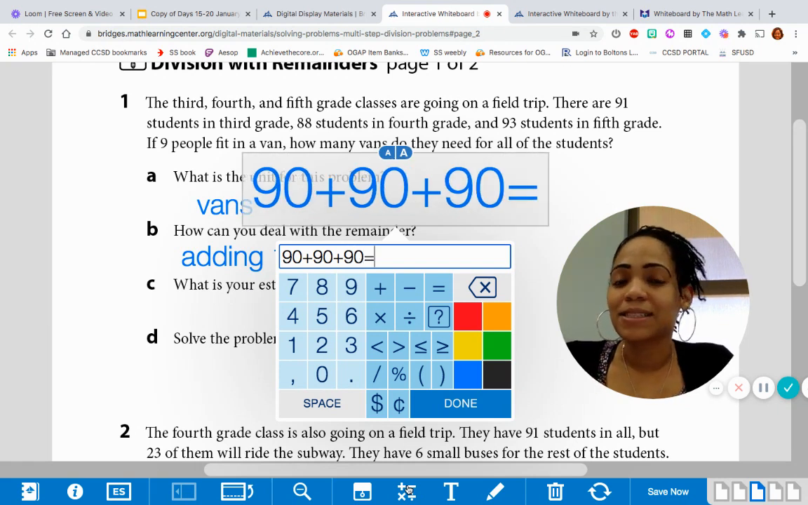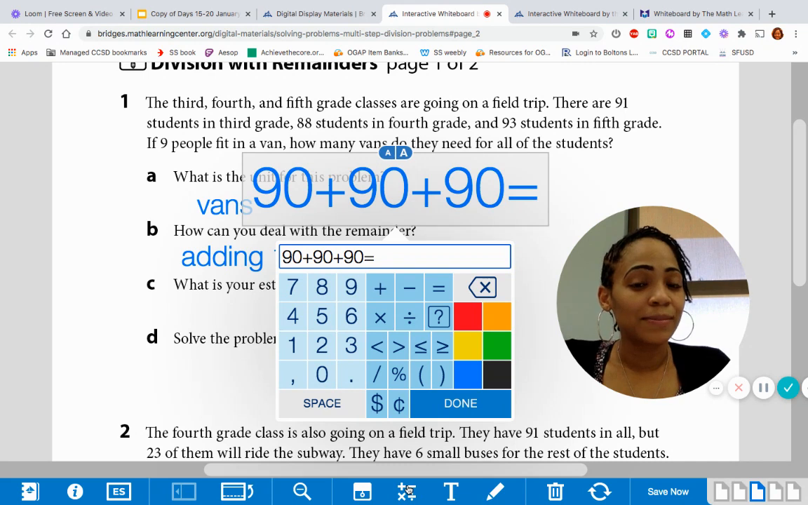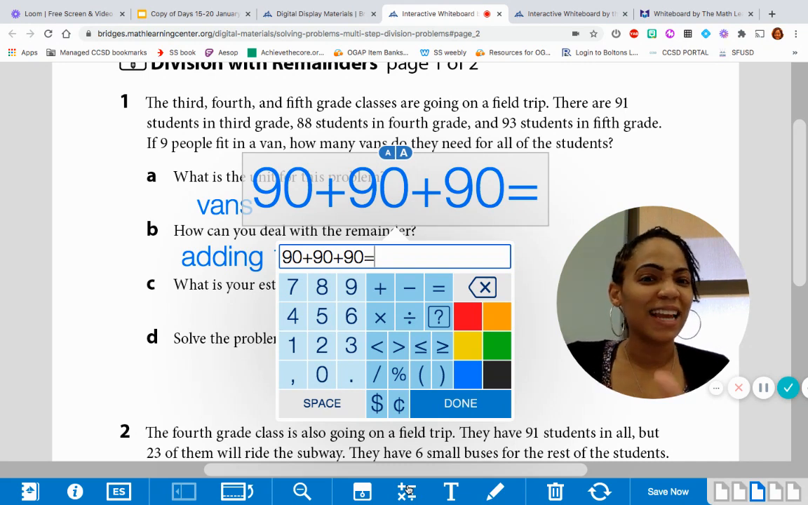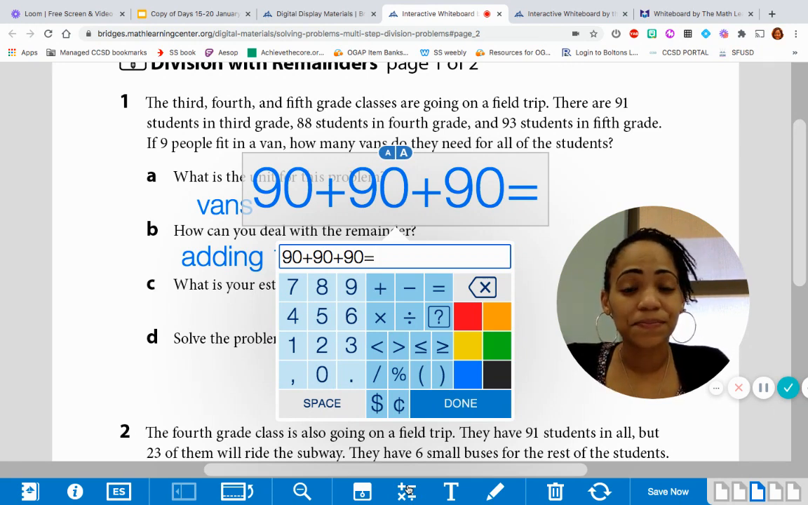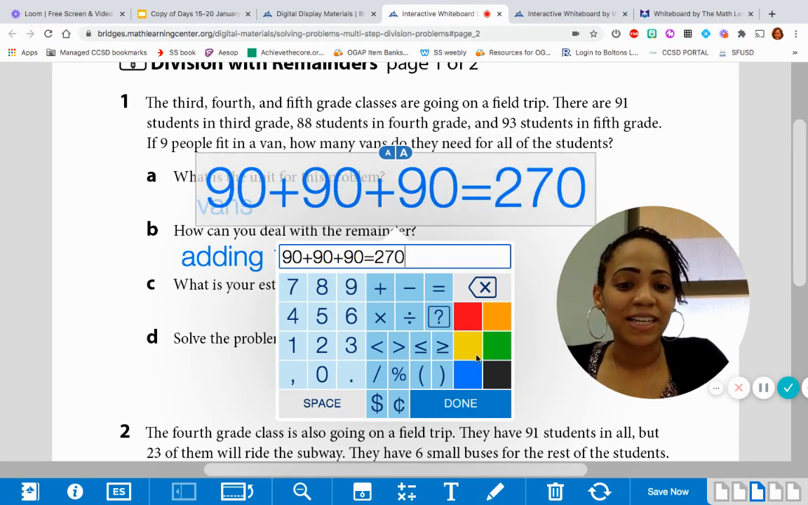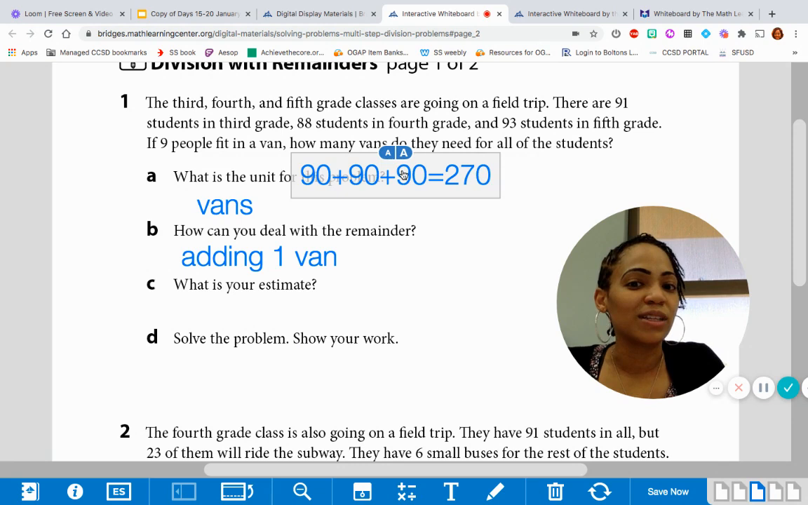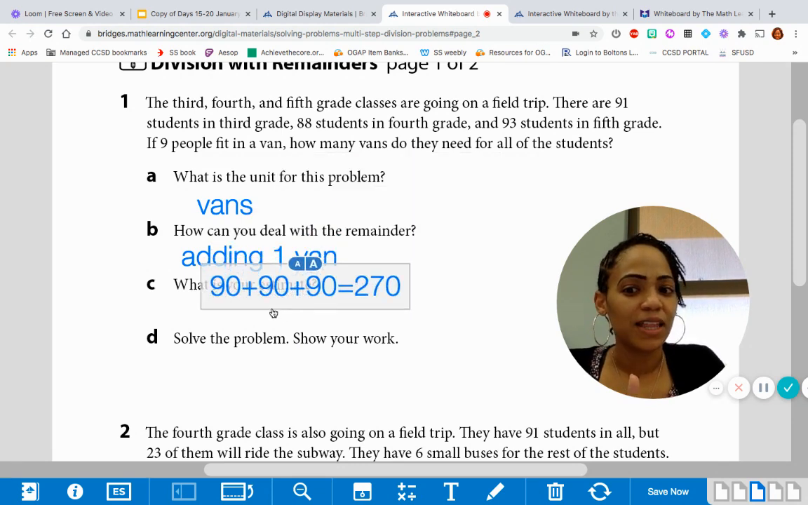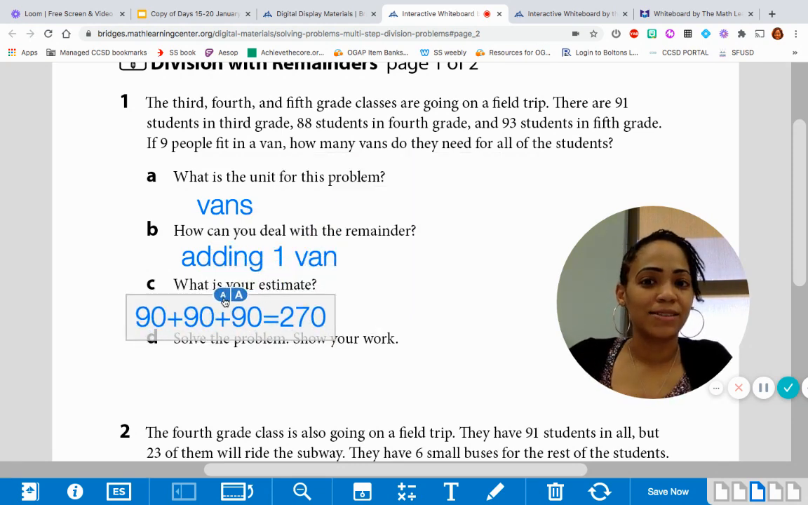90 plus 90 plus 90 is like saying 3 times 90, or 3 times 9 times 10, because 90 we can break down further into 9 times 10. We know 3 times 9, right? What is it? 27. And then 27 times 10, so we're increasing by a power of 10, which gives us 270. So that's the total number of students, not how many vans we need. That would be a crazy amount of vans, right?